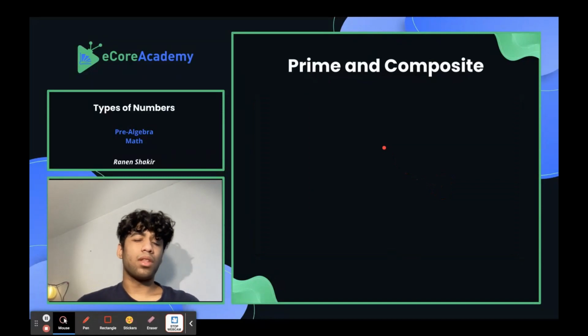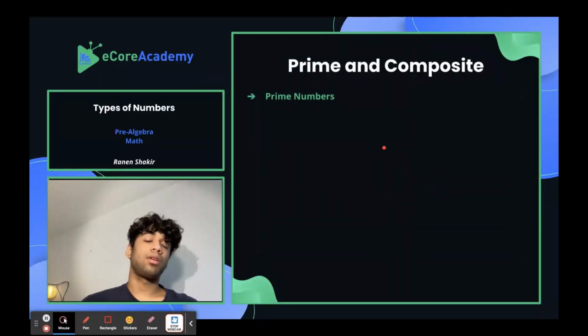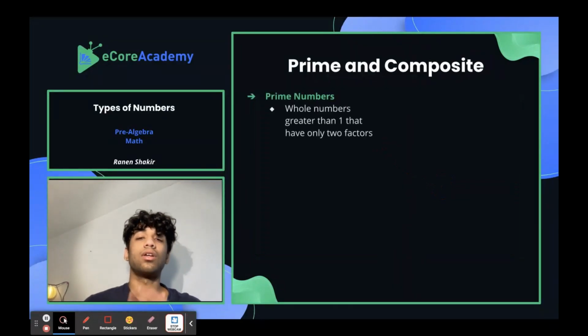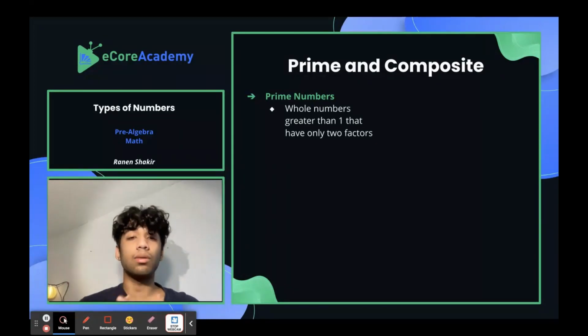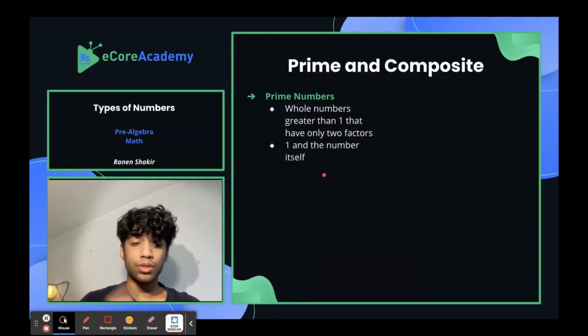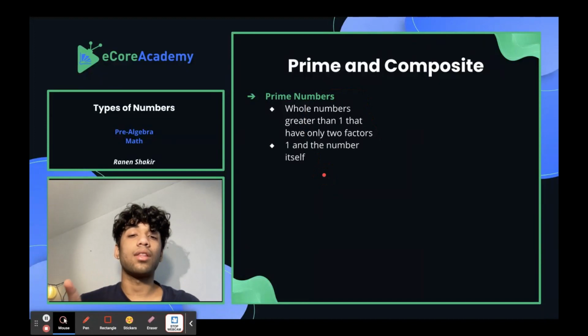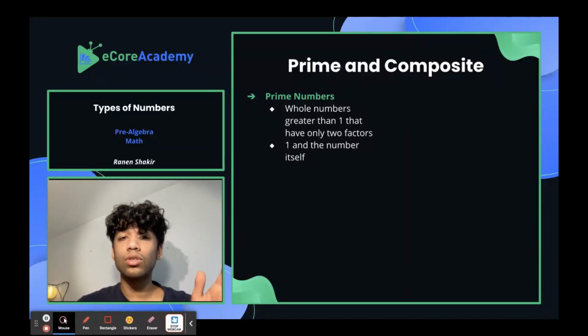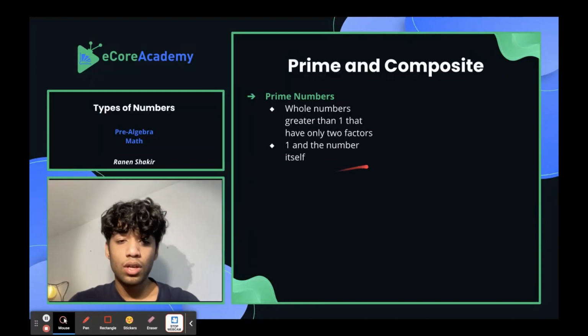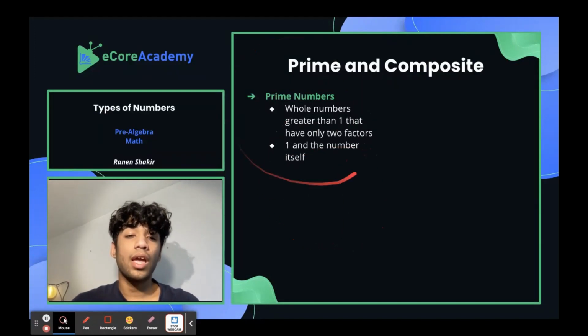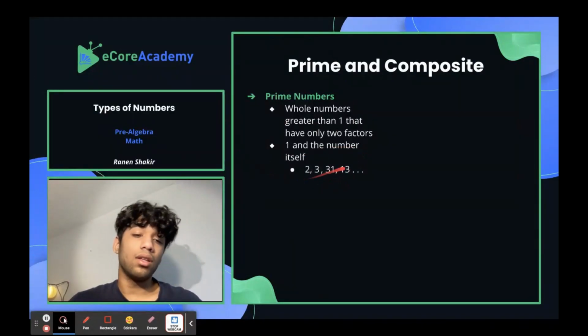So I want to touch on this real quick. Prime and composite numbers. These are real numbers. Whole numbers greater than 1 that have only 2 factors are prime numbers, which means the factors of a prime number are 1 and itself. We will go over factors and multiples. There's a whole unit on that. That's actually the next chapter. If you don't understand this right now, that's okay. We will go over that in the next chapter.